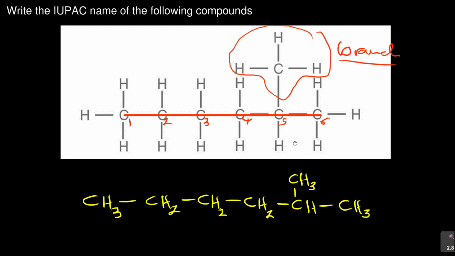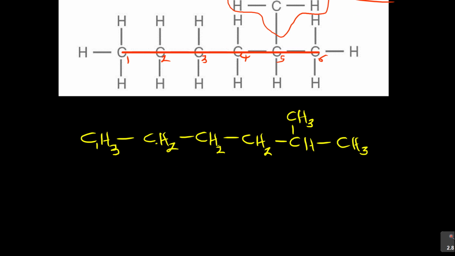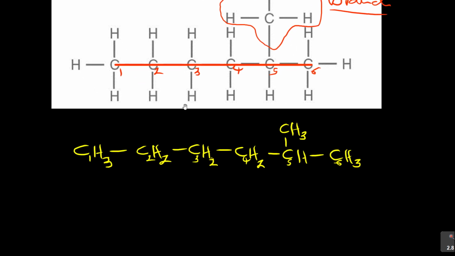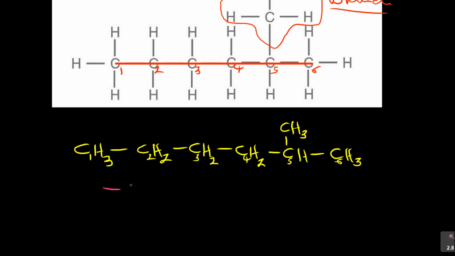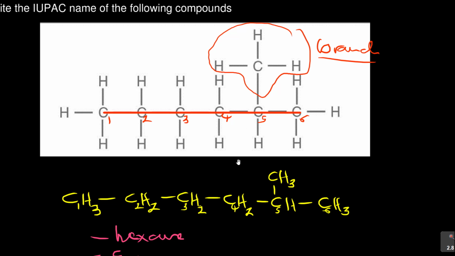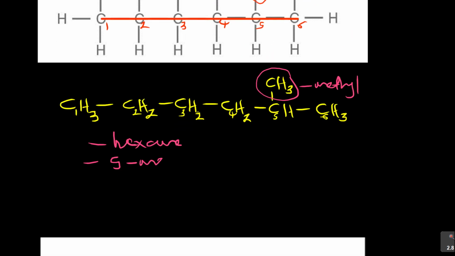Now look at this one. The longest chain is carbon number 1, 2, 3, 4, 5 and 6. Remind yourself, these are alkanes, saturated, not double bonds, only carbon and hydrogen, a hydrocarbon. So 6 is hexane. First of all, I know it comes from the parent called hexane, and then I look at carbon number 5. In carbon number 5, I have a branch. What is the branch called? It's a CH3 branch, and we call this the methyl branch. So carbon number 5, I've got a methyl.